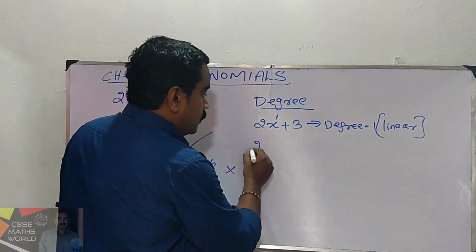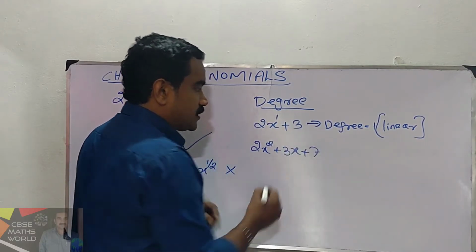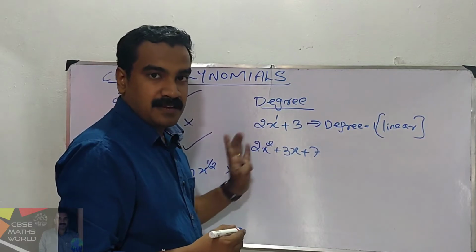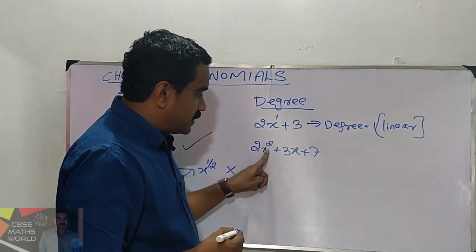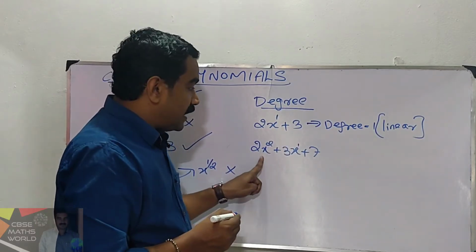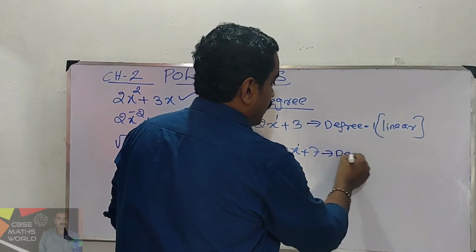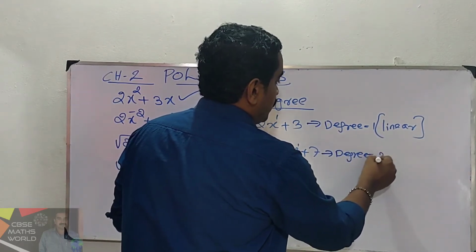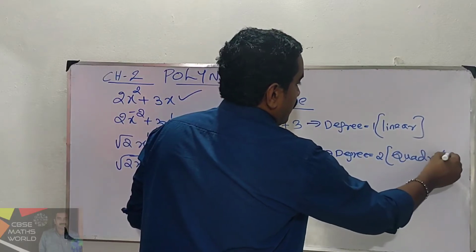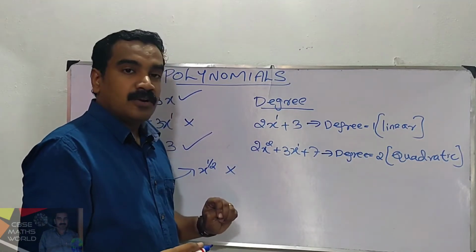Look here, 2x square plus 3x plus 7. What is the variable? x is the variable. What is the power of x here? 2. What is the power of x here? Nothing, it means 1. So what is the highest power? 2. That's why the degree of the polynomial is 2. It is known as quadratic. If the degree of the polynomial is 2, it is known as quadratic.